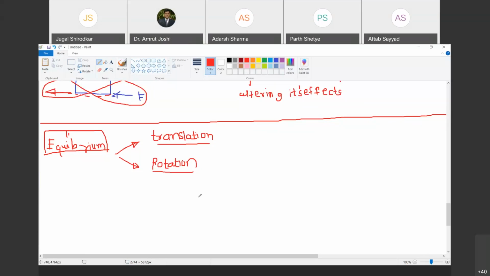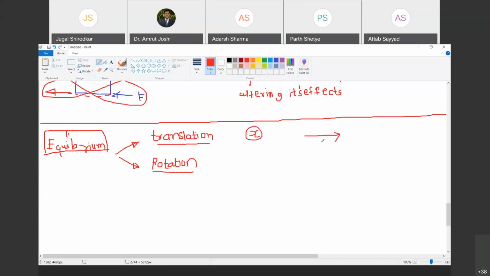Now we will define what we mean by translational equilibrium. Let us say I am considering x-axis. I am not going to give you bookish definition ever in this class. Those are all useless definitions. You should understand what it is. So let us say we are considering x-axis. Are you with me? Yes sir.